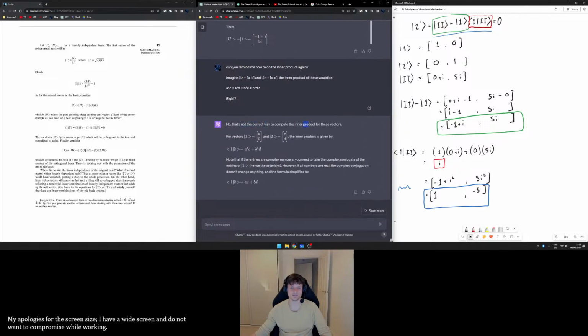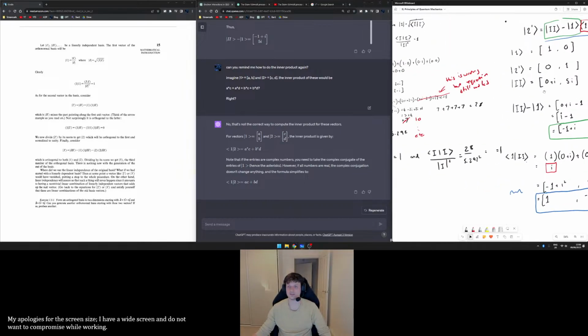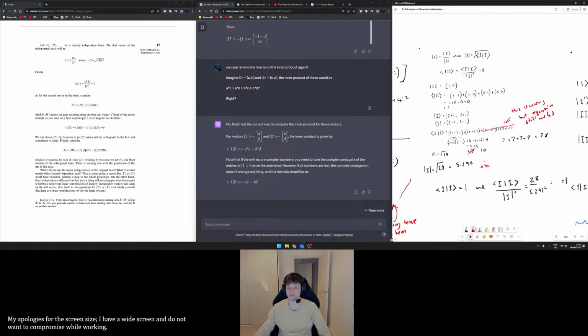No, that's not the correct way to compute the inner product of these vectors. The inner product is given by the conjugate. No, times. A times C plus B times D. Okay, so this is wrong as well. This last one is wrong, which is really good. I'm glad we're doing this again. Wrong.